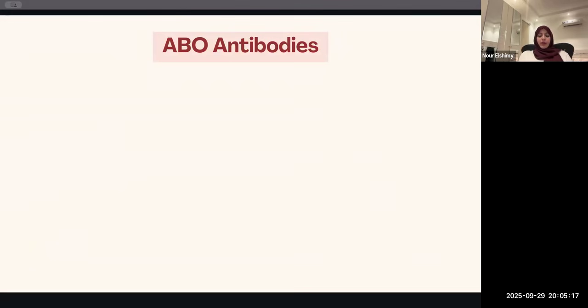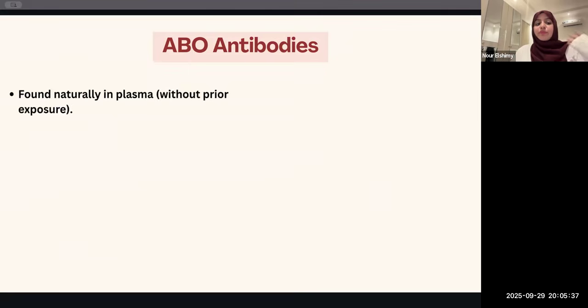So we have red blood cells, and on the surface of our red blood cells, we have antigens. So we're going to need to protect those. We do not need antibodies attacking our antigens. So we're going to form antibodies to the opposite antigens because we do not want them to attack our own cells, right?